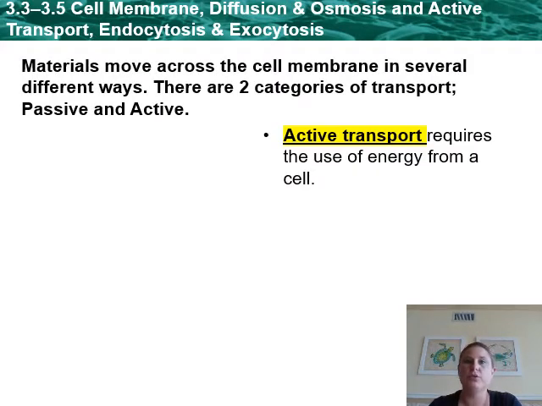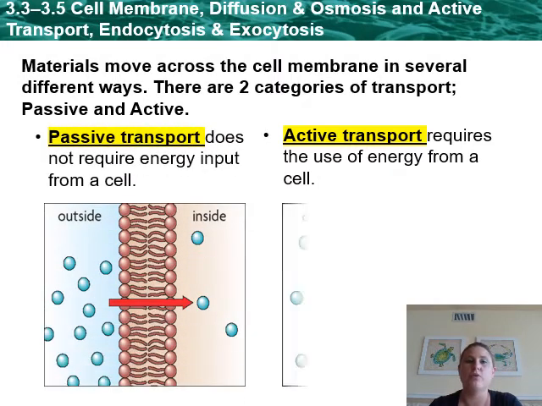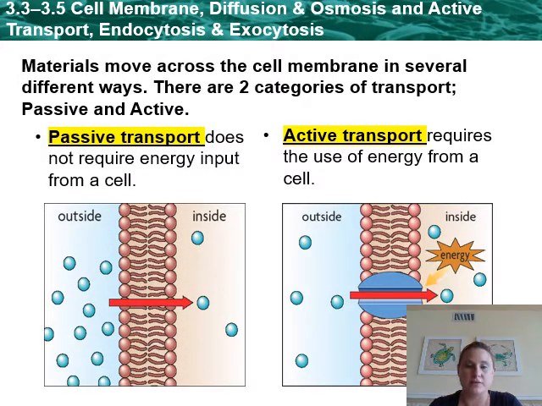Now, materials can move through the cell membrane in several different ways, and there's two categories of transport. We have passive transport and active transport. And then we're going to talk about some examples of these as well. But passive, if you think about the word passive, you're just kind of sitting by and letting things happen, okay? Same thing with our cell. Our passive transport does not require the energy from a cell. It's just sitting back, letting things go back and forth. It's passive, no use of energy.